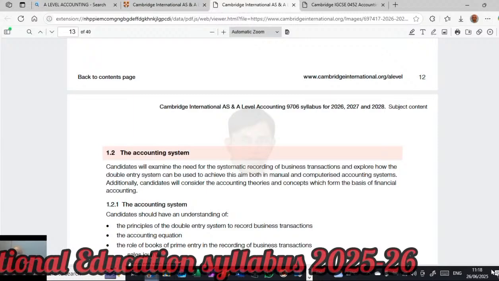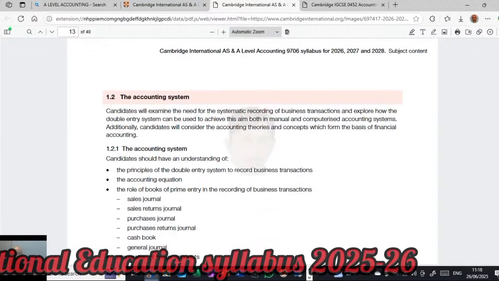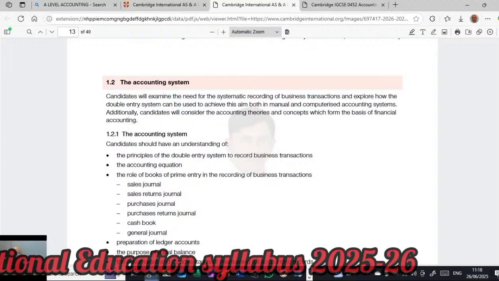The accounting system. So the next part is the accounting system. So in the accounting system, candidates will examine the need for systematic recording of business transactions and how the double entry can be used to achieve the aim. So what do you mean by double entry system? How to record business transactions? What is this accounting system?